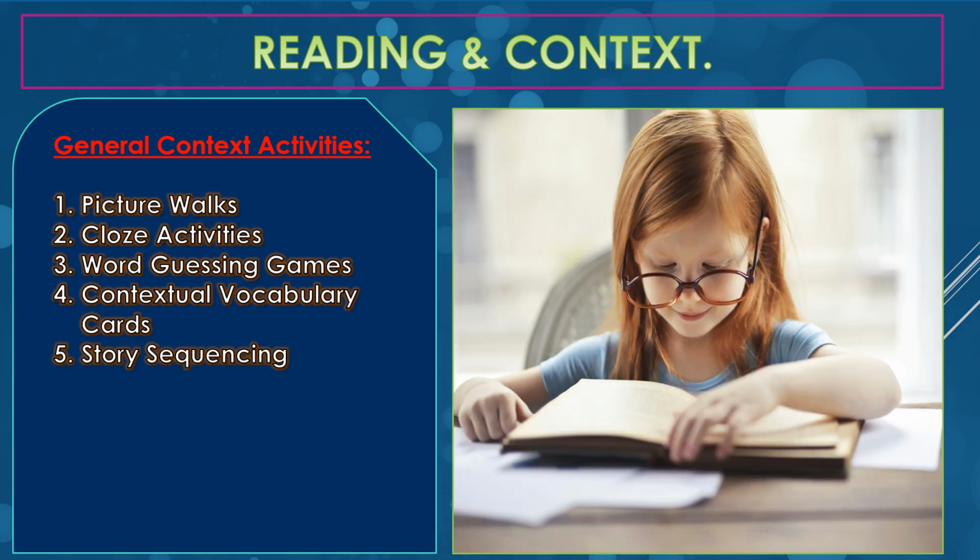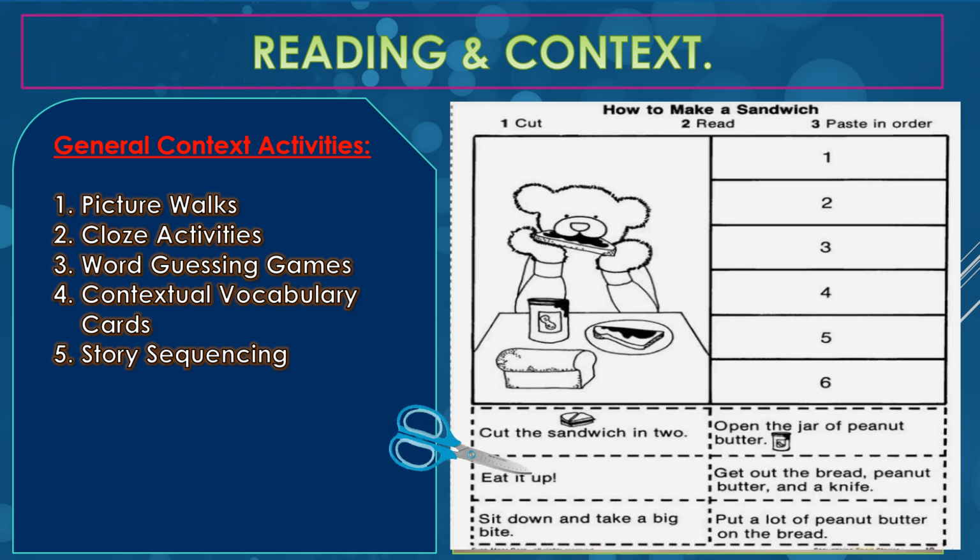Story sequencing. This is a favourite amongst students. You cut up a simple story into individual sentences or paragraphs, and the students work in pairs or small groups to put the story in the correct order. This activity encourages them to use context clues to understand the sequence of events.